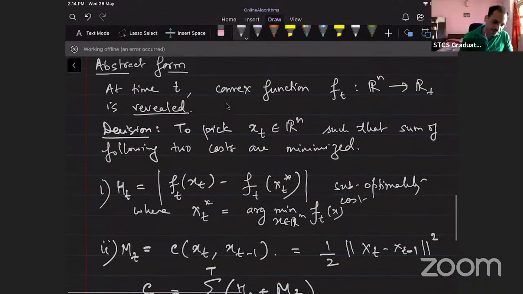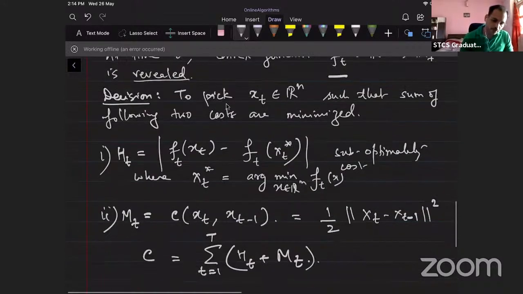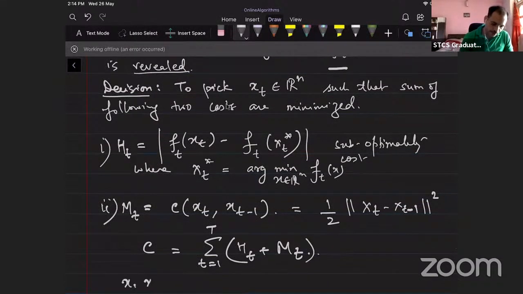So it's much easier to understand this in the abstract form. So what are we getting? At each time t, we're getting a convex function for ourselves. That convex function has an optimizer which is defined to be x_t star. In the past, you have chosen certain locations, so x_1, x_2 up to x_t minus 1, you have already chosen.